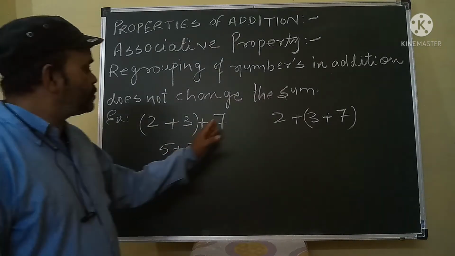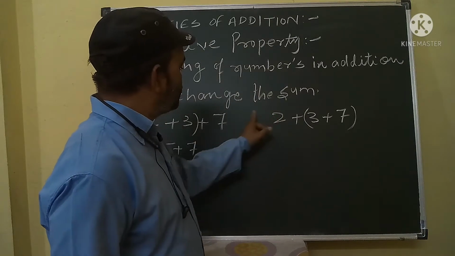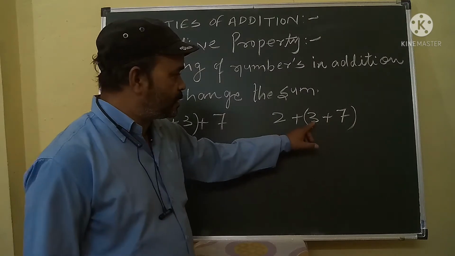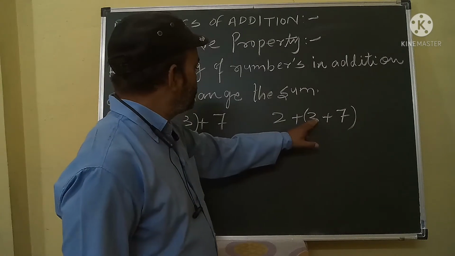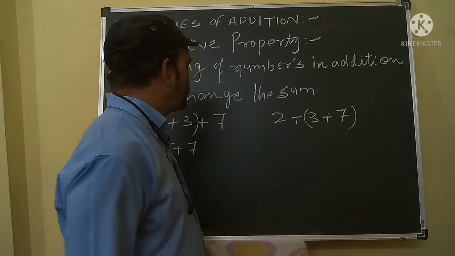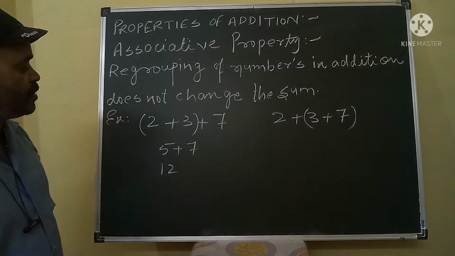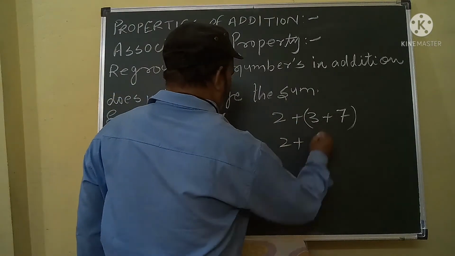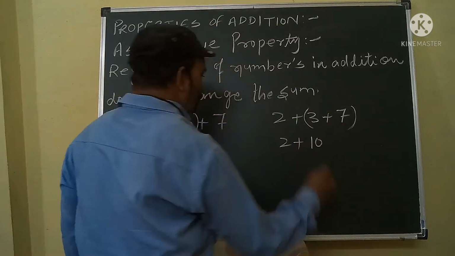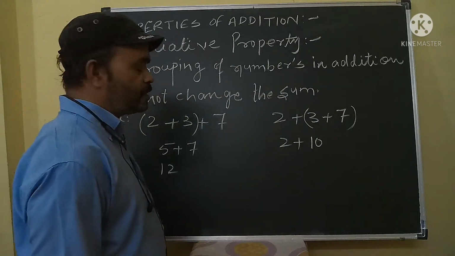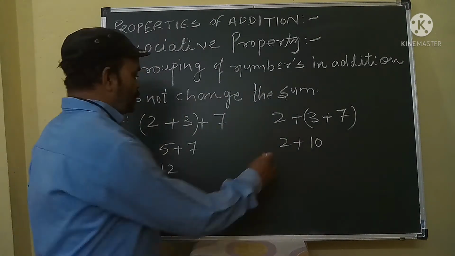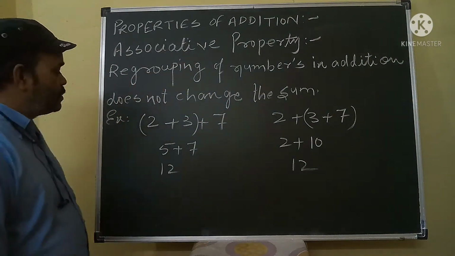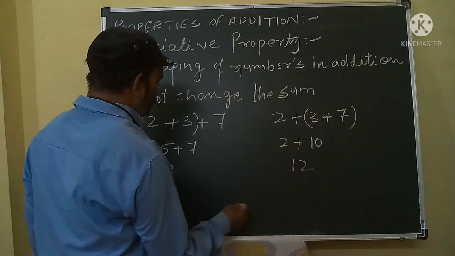Now, in the other case, 2 is in the other group and 3 and 7 are in the bracket. So what will you do? First we will add 3 and 7. 3 plus 7 will give you 10. Then 2 plus 10 will give you 12.